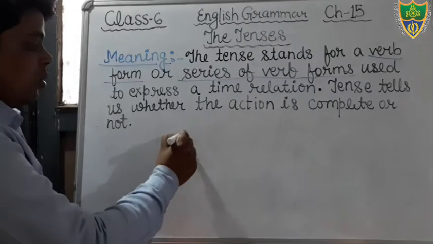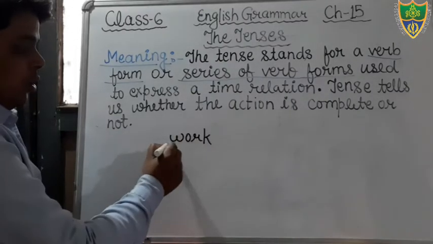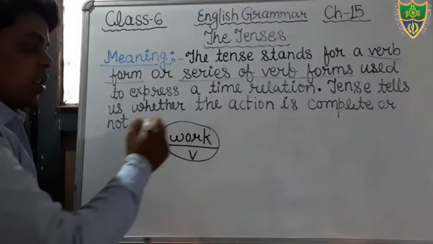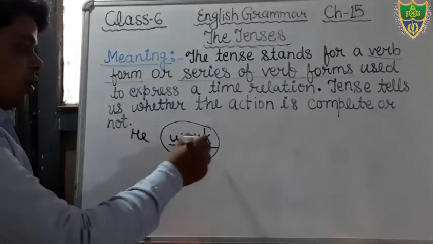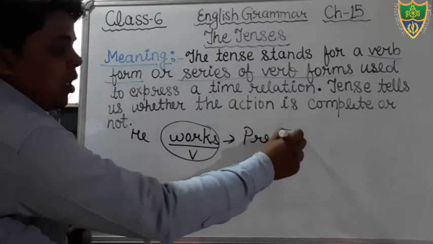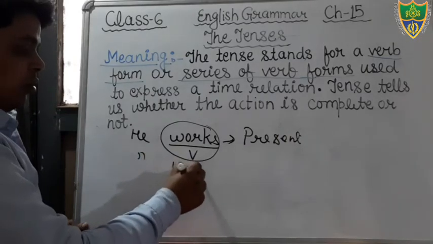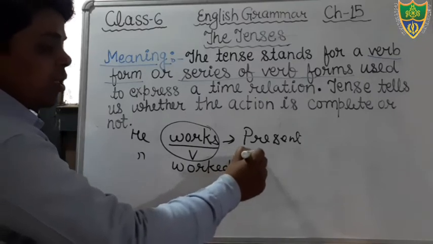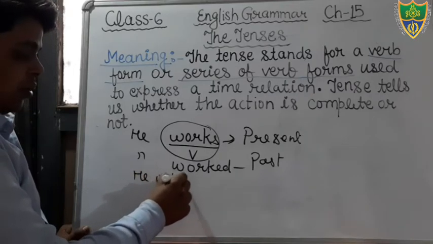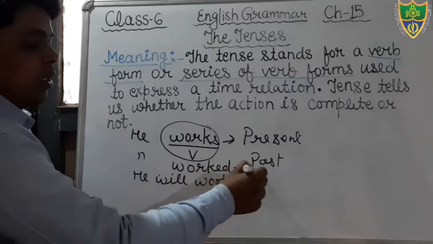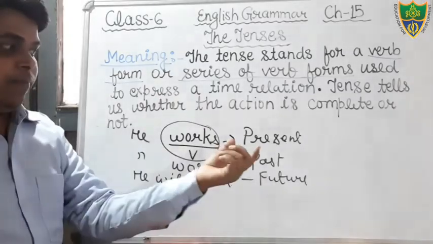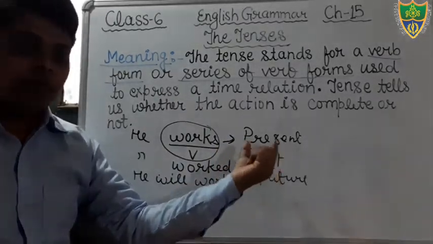Suppose the word work. With this word, if we say he works, it denotes the present time. If we say he worked, then it denotes the past time. If we say he will work, then it denotes the future time. Okay, students? So there are three tenses, and tenses tell us the time when the action is taking place.